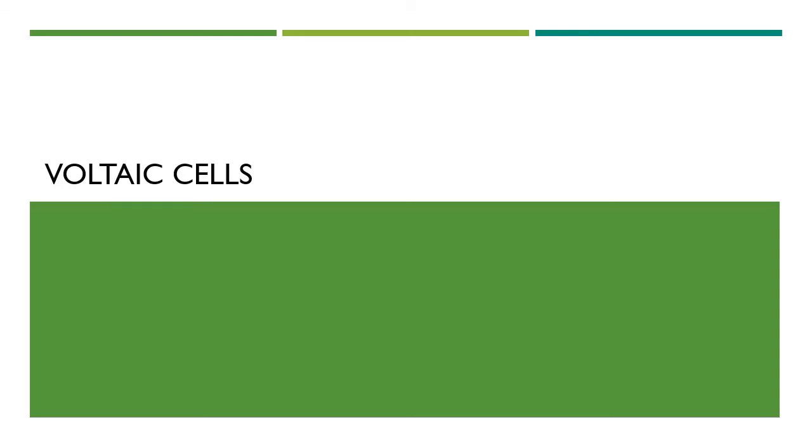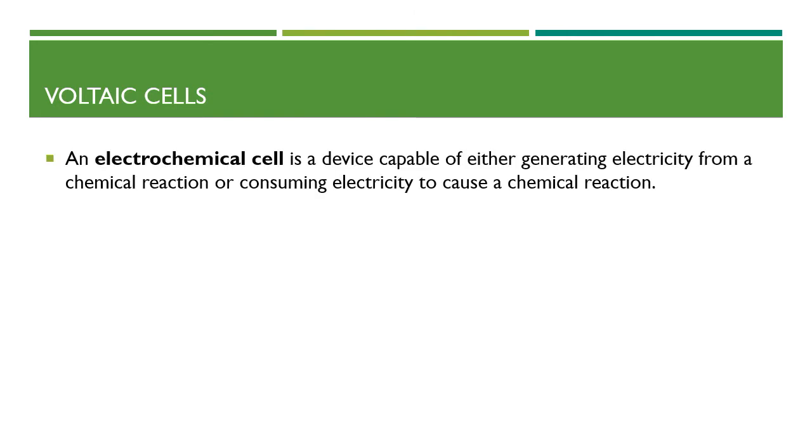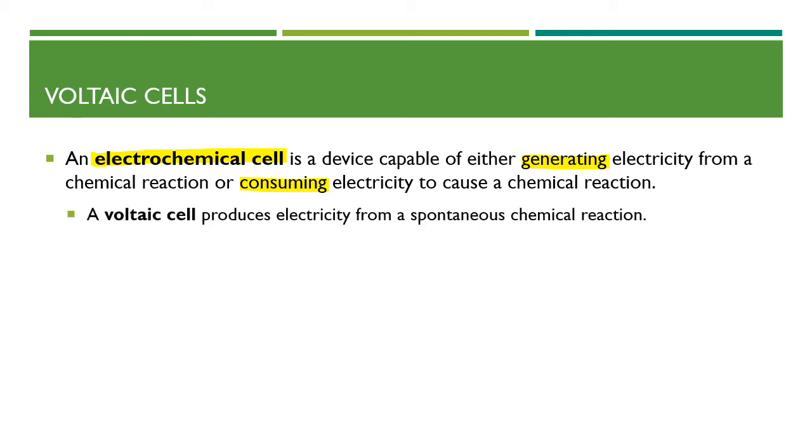In this lesson, we are going to learn all about voltaic cells, and I'm going to draw out and diagram what really happens in a voltaic cell. So, an electrochemical cell is a device capable of either generating electricity from a chemical reaction or consuming electricity to cause a chemical reaction. And there are two types of electrochemical cells, the one that generates electricity and the one that consumes electricity. So this lesson is all about voltaic or galvanic cells. And voltaic cells are the ones that produce electricity.